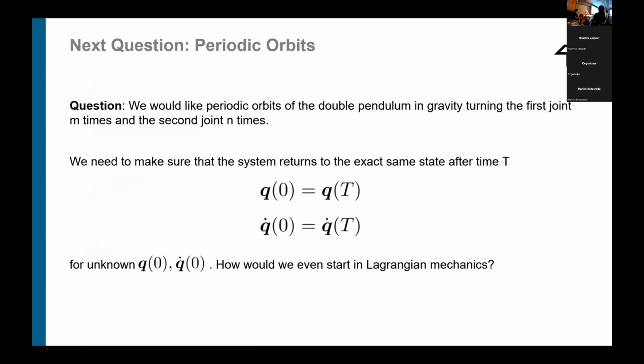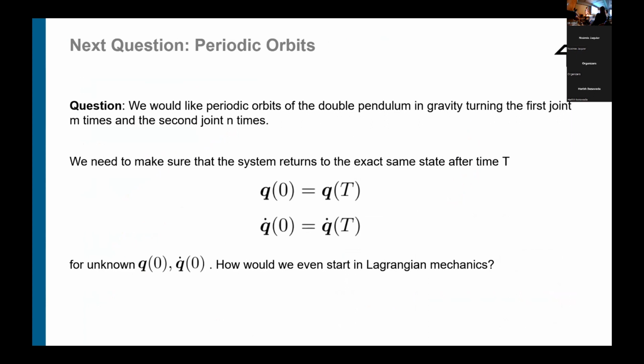Okay, the second example of how to use it is periodic orbits. So before we fixed two endpoints, and now the idea is to find periodic orbits, such that after some period time T, you get back to the exact same state. And then it would continue forever like this, okay? But how would you even do this in Lagrangian mechanics?